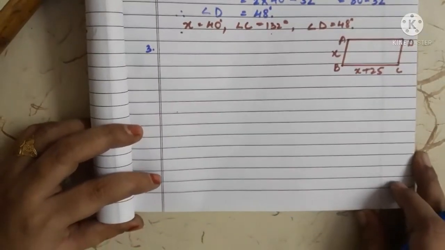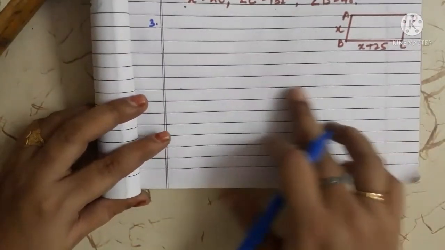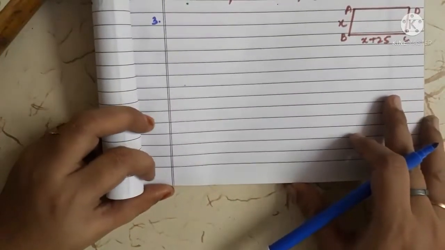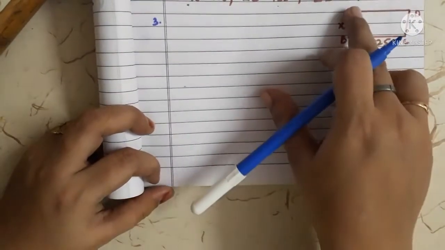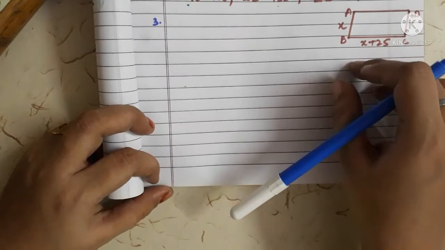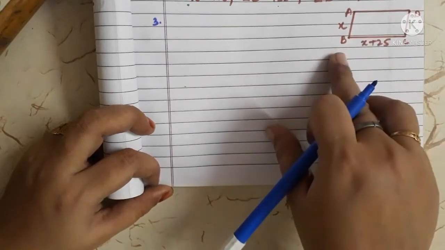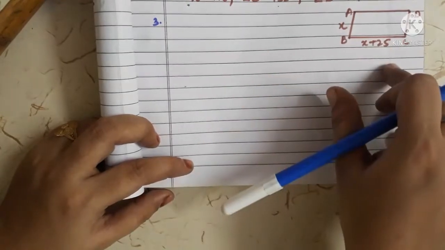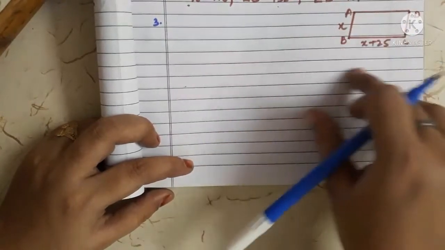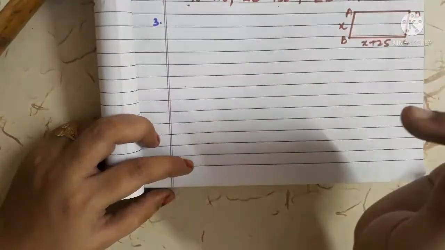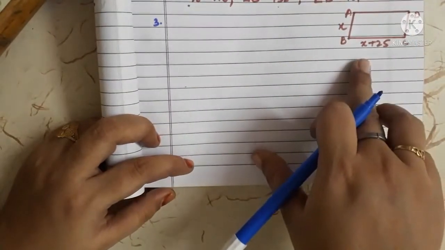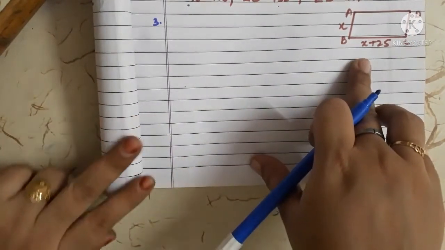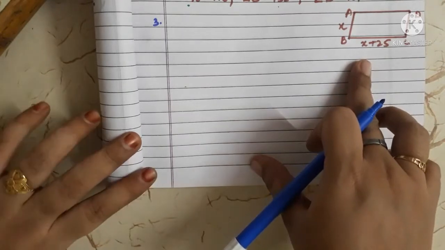Children, now let us see how to solve question number 3 of practice set 5.1. In question number 3, ABCD is given as a parallelogram and the perimeter of the parallelogram is 150. We have to find out the given sides. Find the length of all the sides. Like we have done for angles, now we will do for the sides. We have to find out all the sides of the parallelogram.